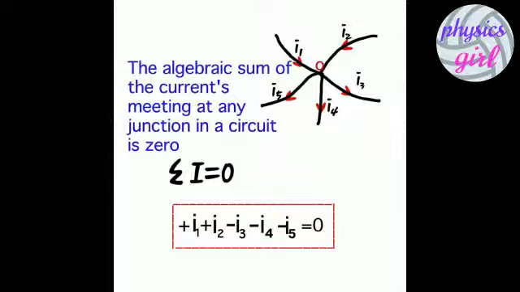Now, the current I1 passes towards the junction, that is plus I1, and the current I2 passes towards the junction, that is plus I2. The current I3 passes away from the junction, that is minus I3, the current I4 passes away from the junction, that is minus I4, and the current I5 also passes away from the junction, that is minus I5. Now, these currents meeting at a junction in a circuit: plus I1 plus I2 minus I3 minus I4 minus I5 is equal to 0, is called Kirchhoff's first law.